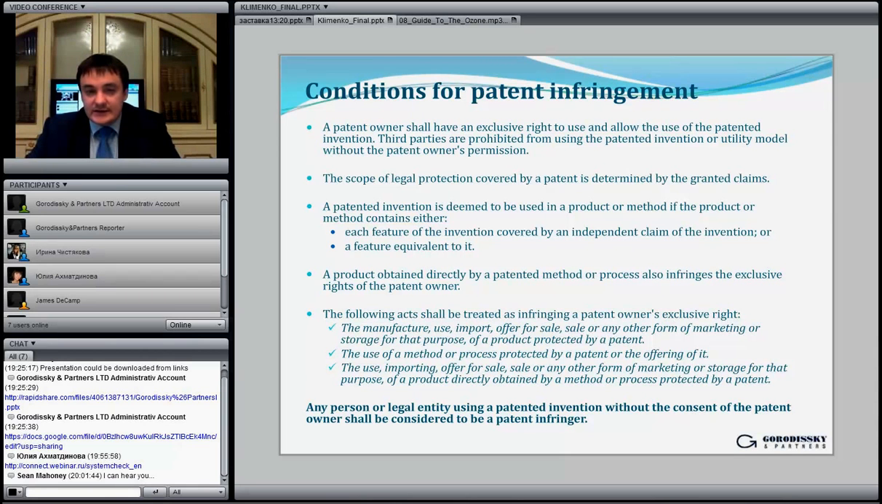At that, it should be noted that under the Russian law, a patented invention is deemed to be used in the product if each and every feature of the invention mentioned in the independent claim of the patent is used in a product, or a feature equivalent to it. Under the Russian law, the following actions shall be considered as infringing the exclusive right: the manufacture of the product, the use of the invention, implementation of the invention, importation, offering for sale or selling the product in which the patented invention is used, as well as the use of a method or process protected by patent or the offering of it.